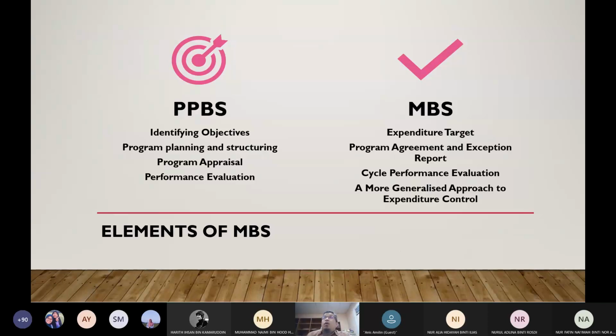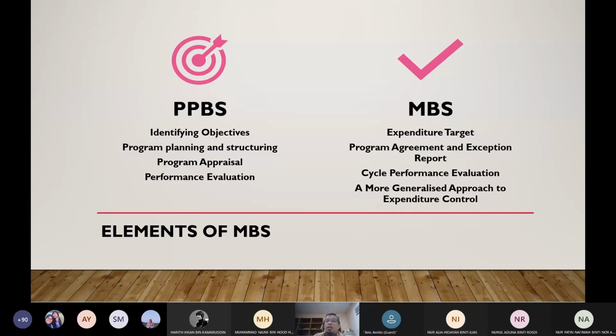Right. Now we move on. A comparison with program-based budgeting. The elements: I think it's a continuation of program-based budgeting. The programming is still there, as well as performance evaluation and others. On top of that, there is expenditure target, program agreement, and then cycle performance evaluation. I think this is quite similar to program-based budgeting.